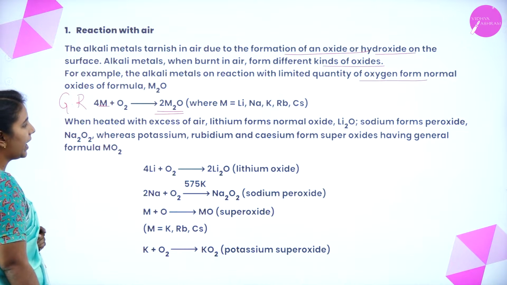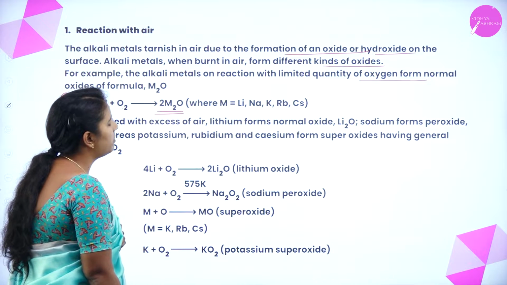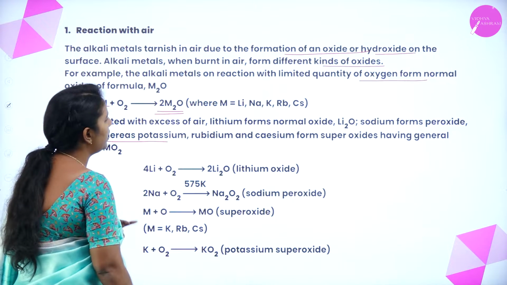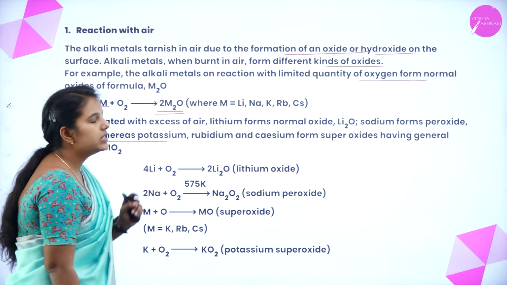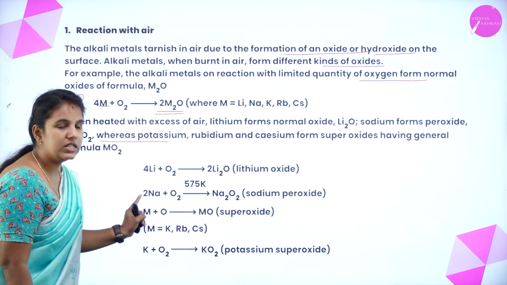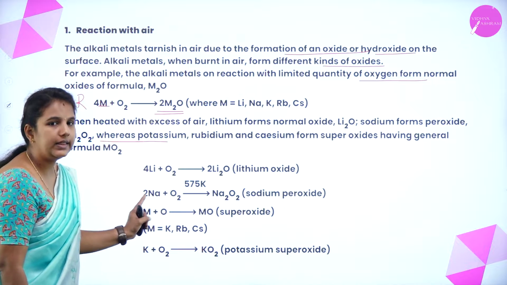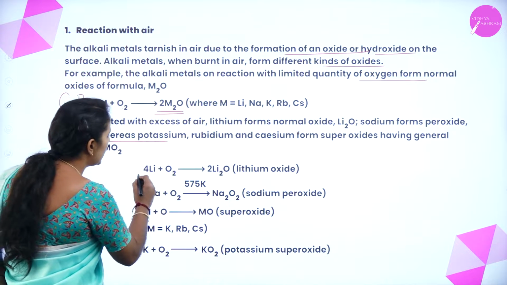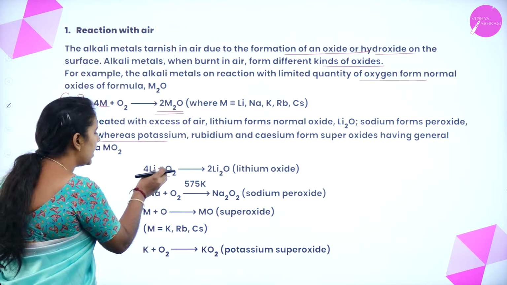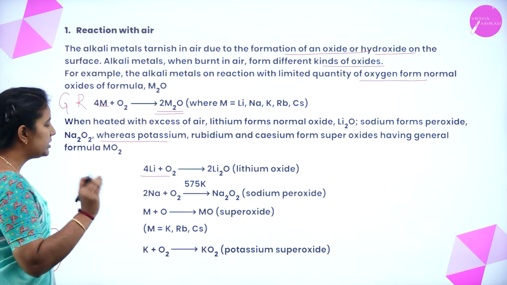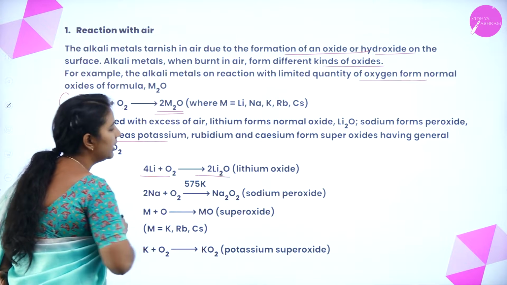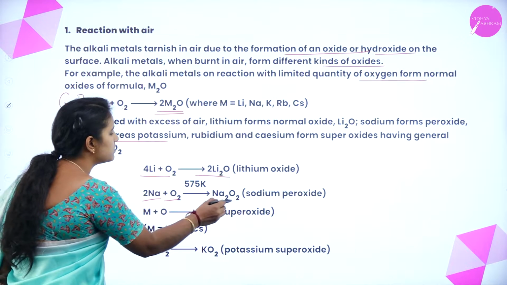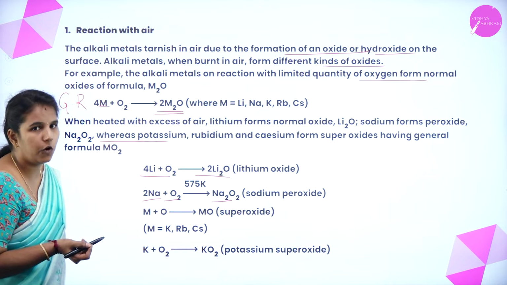When heated with excess air, lithium forms a normal oxide, sodium forms a peroxide, whereas potassium, rubidium and cesium form a superoxide. Here I have general reactions to show with lithium, sodium, potassium, rubidium as well as cesium. First I will go with lithium. When lithium is heated with air, which consists of oxygen, it forms lithium oxide. Similarly, when sodium reacts with oxygen, it forms sodium peroxide.